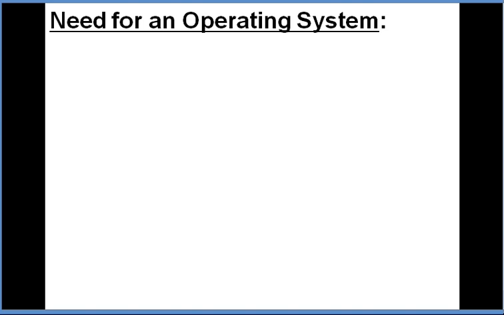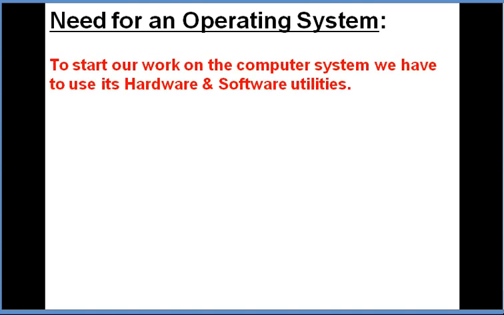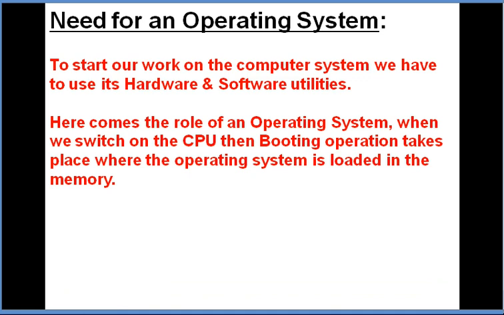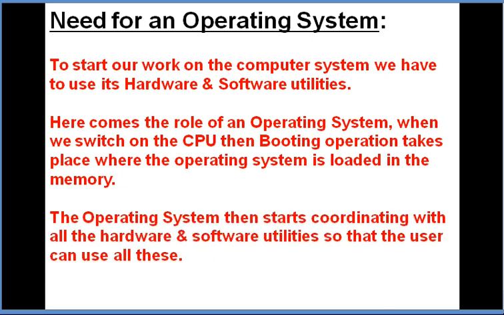So the question comes, what is the need of an operating system? To start our work on the computer system, we have to use its hardware and software utilities. Here comes the role of an operating system. When we switch on the CPU, the booting operation takes place. Now what is this booting operation? It is the loading of the operating system into the memory of the computer. So whenever we switch on the CPU, the booting has to take place, in which the operating system will be loaded into the memory of the computer. The operating system then starts coordinating with all the hardware and software utilities so that the user can use all of these.